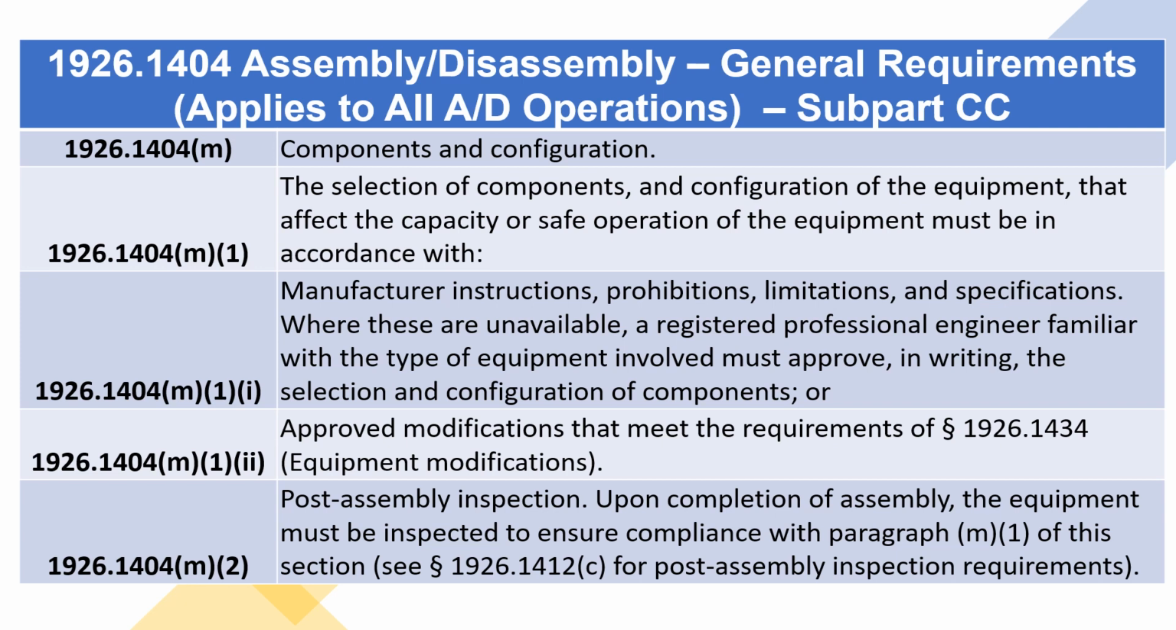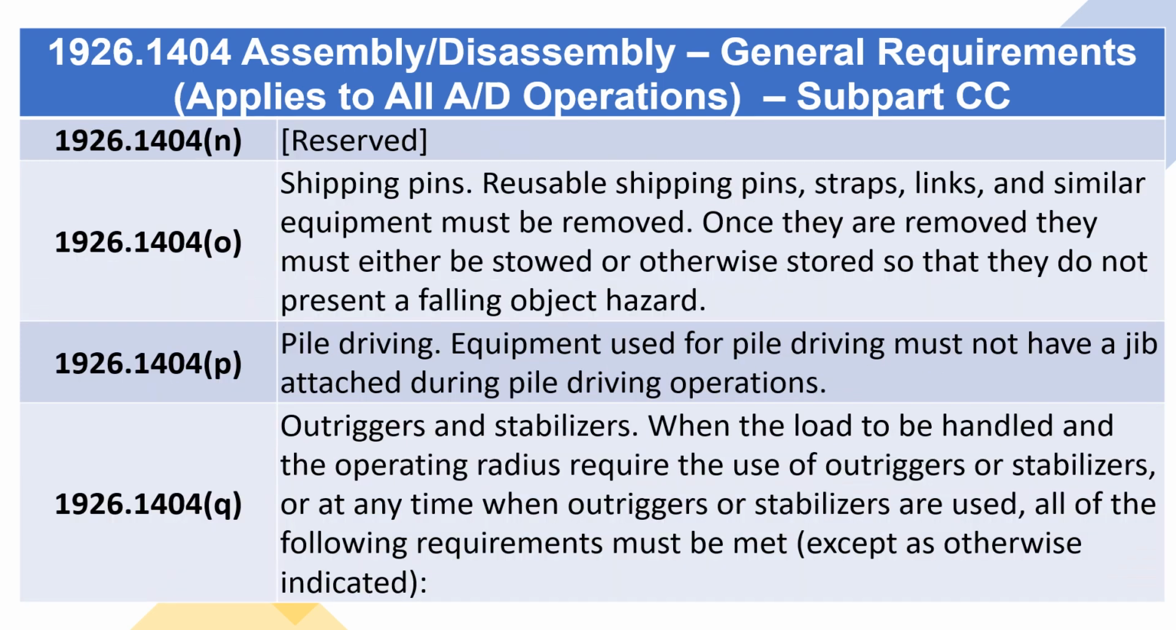1926.1404 M2 Post-Assembly Inspection. Upon completion of assembly, the equipment must be inspected to ensure compliance with paragraph M1 of this section. See section 1926.1412 C for post-assembly inspection requirements. 1926.1404 N Reserved. 1926.1404 O Shipping pins. Reusable shipping pins, straps, links, and similar equipment must be removed. Once they are removed, they must either be stowed or otherwise stored so that they do not present a falling object hazard.